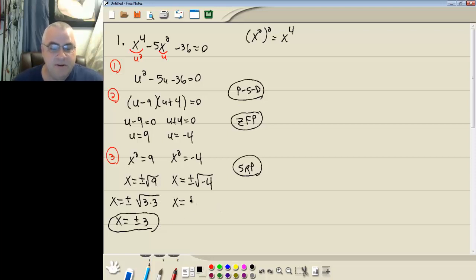On this one, negative 4. We got negative 1 times 2 times 2. Now remember, square roots, we're looking for pairs of something. Here's a pair of 2s. A pair of 2 is going to come out as a single 2. And remember, a negative 1 inside of your square root comes out as an i. So this will be x is equal to plus or minus 2i. And those are our answers to this problem.